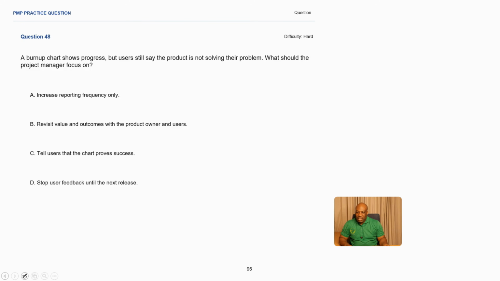Practice question number 48. A burn-up chart shows progress, okay? But users still say the product is not solving their problem. What should the project manager focus on? So what is our problem statement here? The product is not solving their problem. So users are saying the product is not solving their problems. The burn-up chart is just showing the items that have been progressed or completed over certain sprints, all right? But in this case, the users still say the product is not solving their problems, all right? And the difficulty level here is hard, all right?